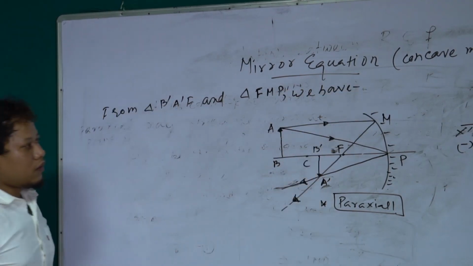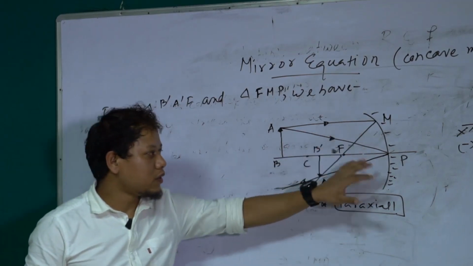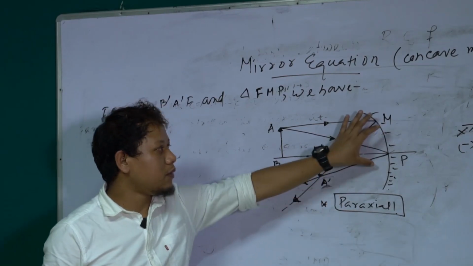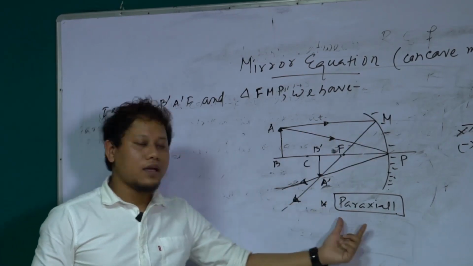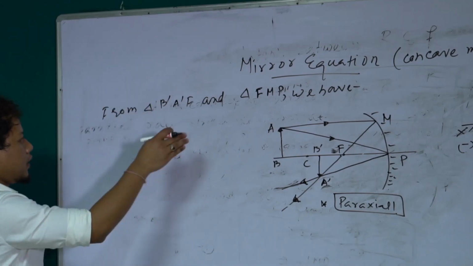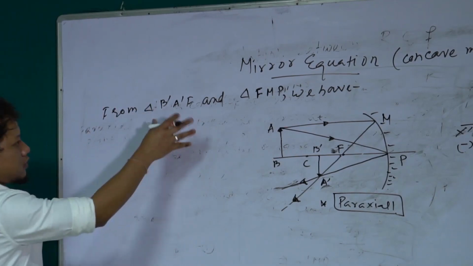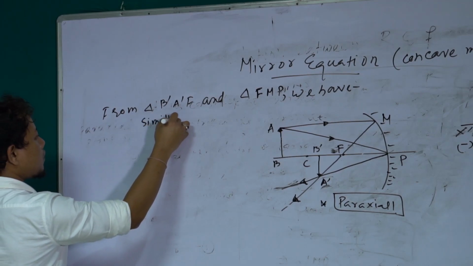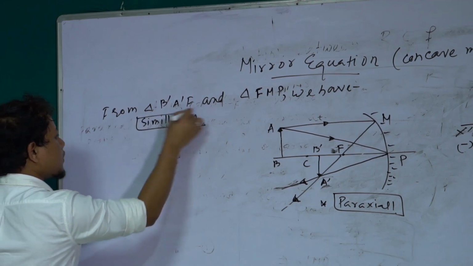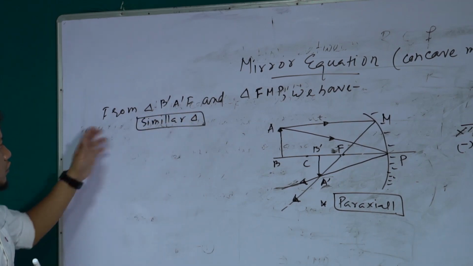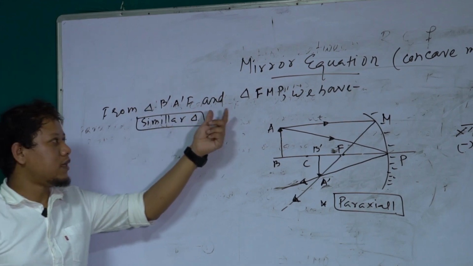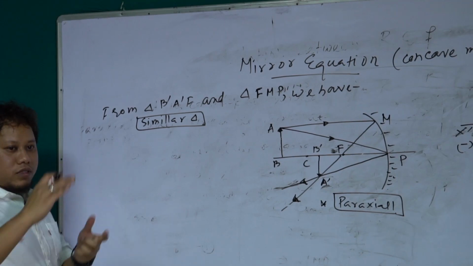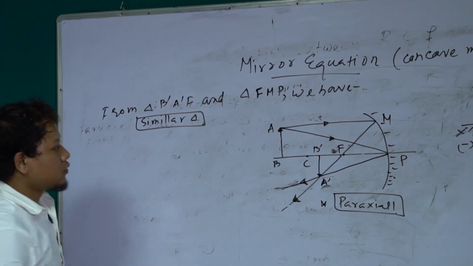As you can see from the diagram, this is curved, but for a paraxial ray you have to think that this is a straight line. Is it clear? MP you can consider as a straight line because the rays are paraxial. So these two triangles are similar. In the exam you can write from the similar triangles delta B dash A dash F and delta FMP we have. If the two triangles are similar, the ratio of their sides is equal.